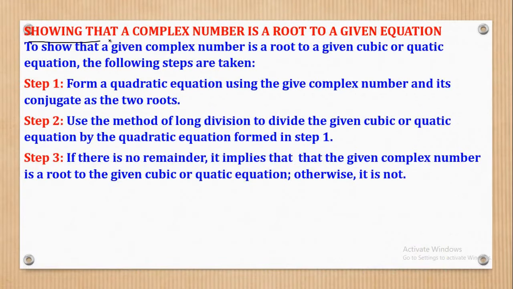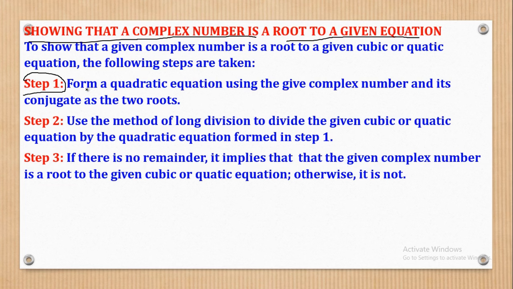Now we shall go to showing that a complex number is a root to a given equation. So previously we saw how to get complex roots of quadratic equations or cubic equations, but now in this topic, they'll give you a cubic equation or quadratic equation, and they tell you to show that a given complex number is a root to that equation. So there, when they do that, you have to go through these steps.